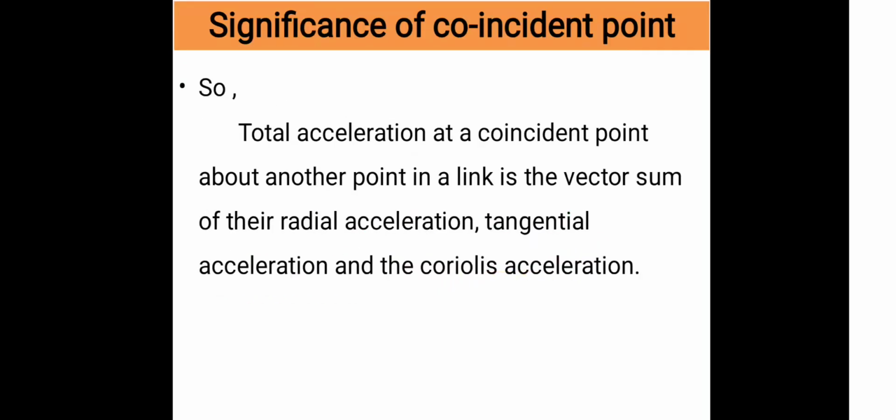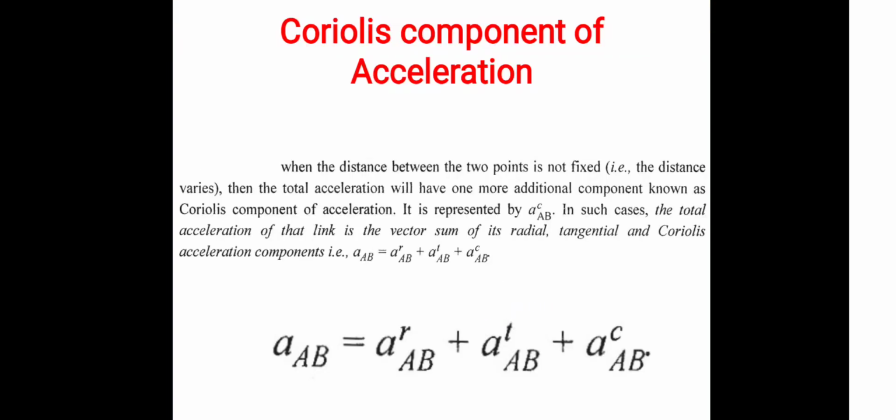So the total acceleration consists of radial and tangential acceleration, and along with them there will be a Coriolis acceleration. So the total acceleration at a coincident point about another point in a link is the vector sum of the radial acceleration, tangential acceleration and the Coriolis acceleration. So the Coriolis acceleration component will be considered. Acceleration of AB will be equal to radial acceleration of AB plus tangential acceleration of AB plus Coriolis acceleration of AB. Using that we can find the acceleration of the link AB.